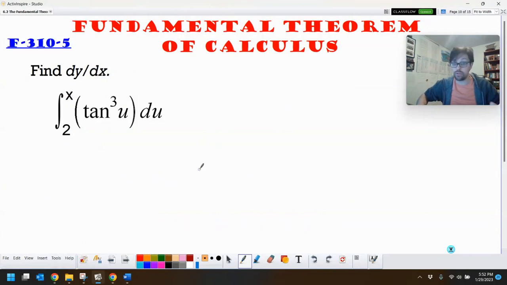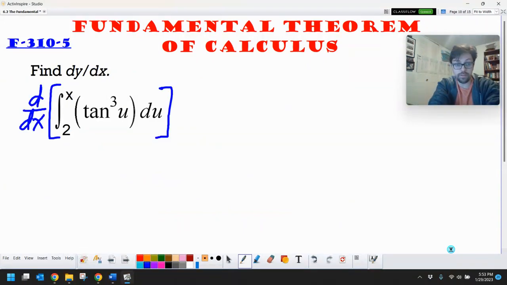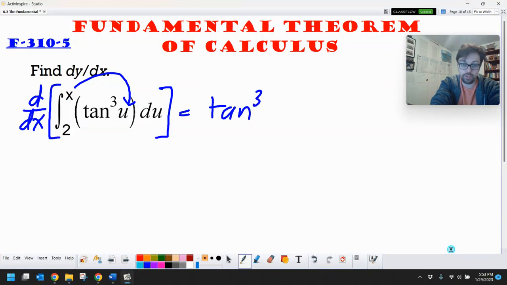So I want to find the derivative of this thing. All I need to do in order to figure out what the derivative is is just drop this x right in here. That's what our second fundamental theorem of calculus is. We get tan cubed of x, and then we're just done. That x value is able to just plop its way right in.